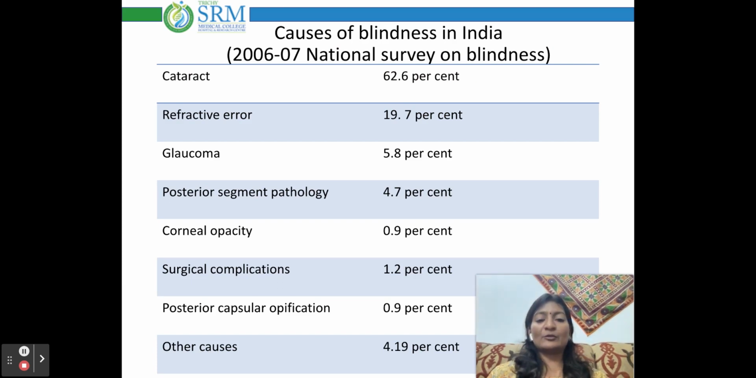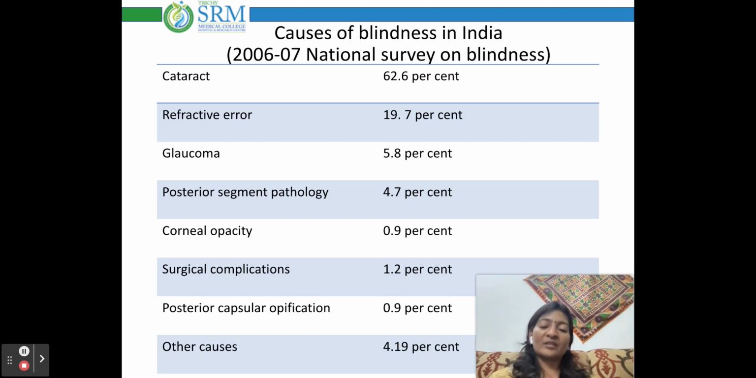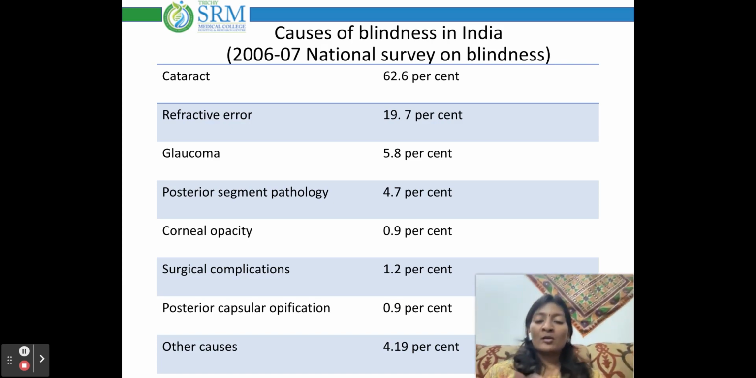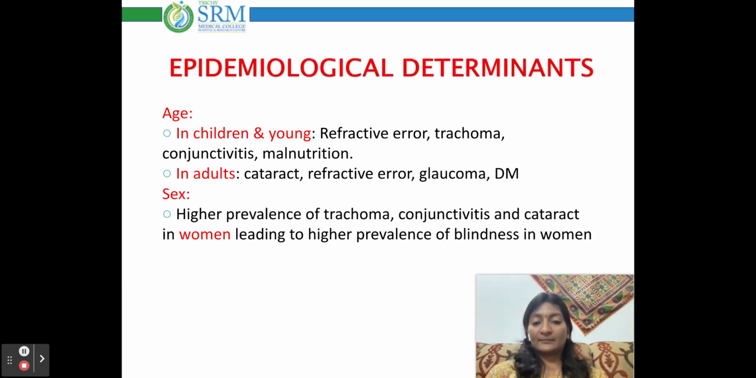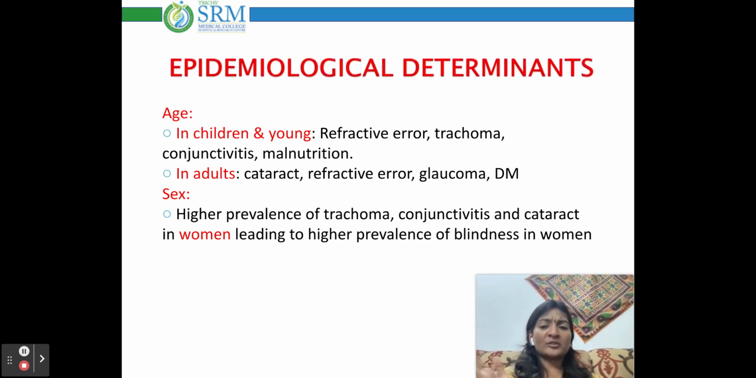So the various causes of blindness include, the main cause is cataract, which contributes around 62% of the blindness in India. Then second comes refractive error, glaucoma, posterior segment pathology, corneal opacity, surgical complications, posterior capsular opacification, and other causes.